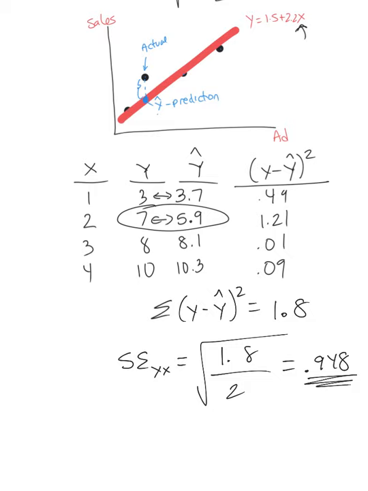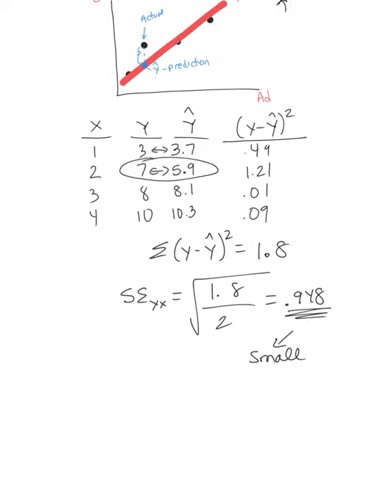Right? This is a very small standard error. And therefore, this tells us that the strength of the relationship is very strong, and that this equation does a really good job predicting the relationship between the variables.